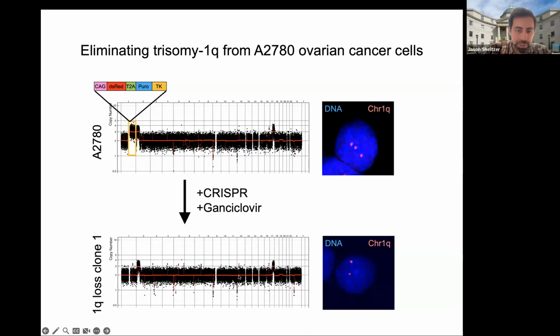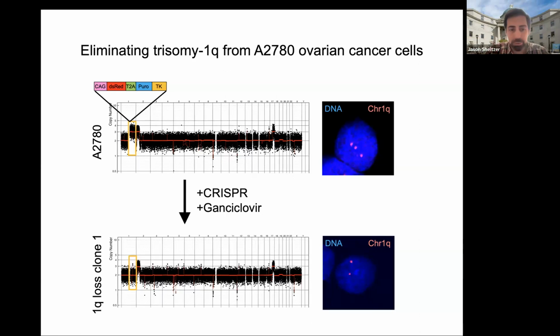But these cells have 2 copies of chromosome 1q rather than 3 copies of chromosome 1q. So these cells are genetically identical in all regards. They have the same genetic variation, the same set of mutations. The only thing that we did to these cells is we eliminated the 3rd copy of chromosome 1q. This now gives us a very powerful platform to study these cells and to figure out how this trisomy of chromosome 1q affects the biology of these cells to begin with.